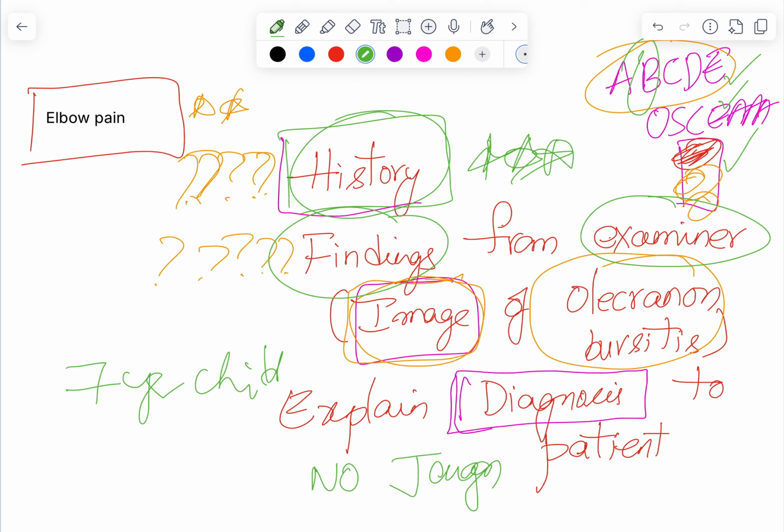B is blunders, which is what will kill this patient with this elbow pain. C is common diagnosis. What are the common causes of elbow pain in this patient? Okay. Then D is direction, which is a mnemonic I use. Then this is what I teach in the group coaching program. Then I have a systematic and step-by-step approach.